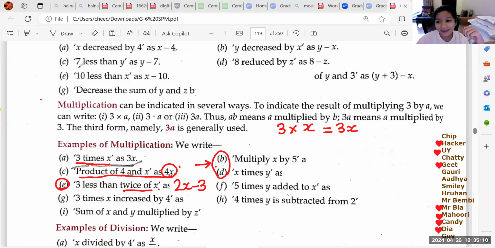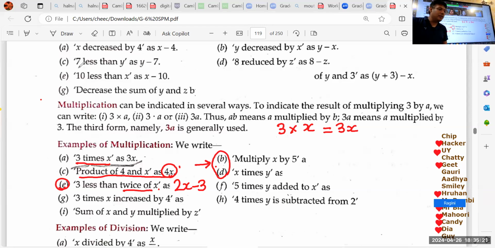Swaram, don't. I'm warning you. What were you asking? So, Mr. Bambi, Rohan, sir, type in. Smiley, Adya, Gauri, Chatty, don't sleep.